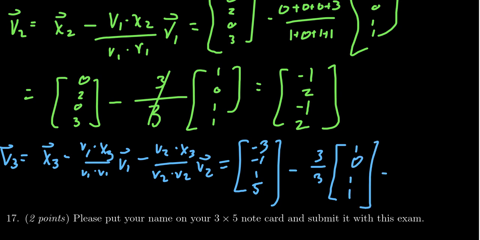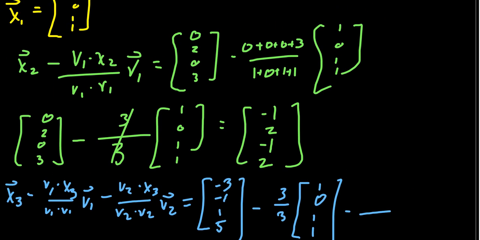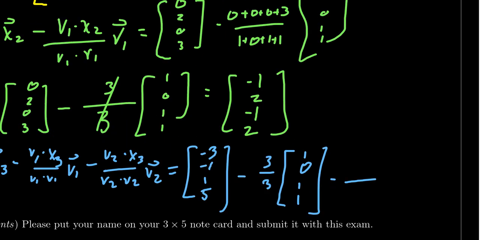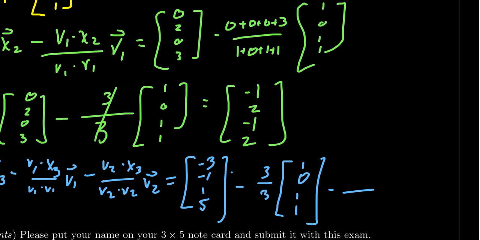like so. Next, we have to take v2 dot x3, which v2 is right here. We're going to take negative 1, 2, negative 1, and 2. And we can see x3 right here. So we take its dot product. You're going to get 3 minus 2 minus 1 plus 10, in which case that's going to be a 10, right? Because those things just cancel out right there.